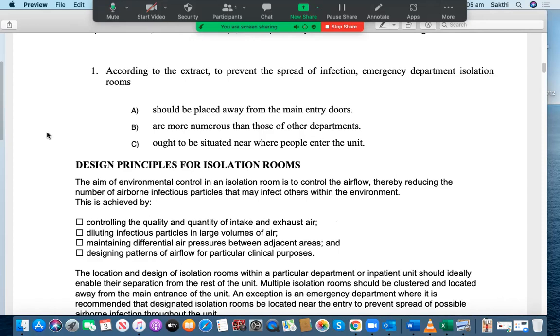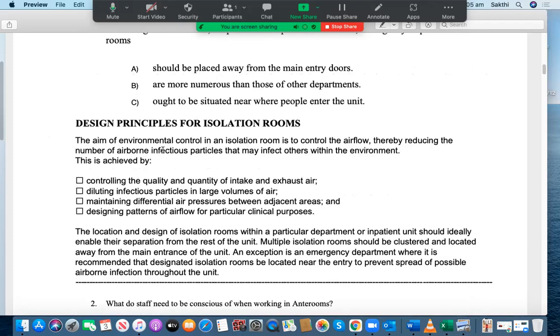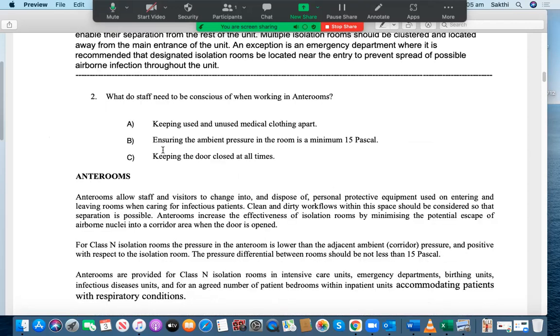All right, let's go through the answers now for each question. For the first question, the answer is choice C. Ought to be situated near where people enter the unit. That's the correct answer. So choice C is the correct answer, okay? If you have answered this one, well done, you have done a good job. Let's go to question number 2.